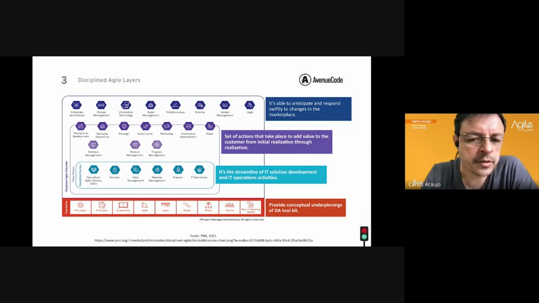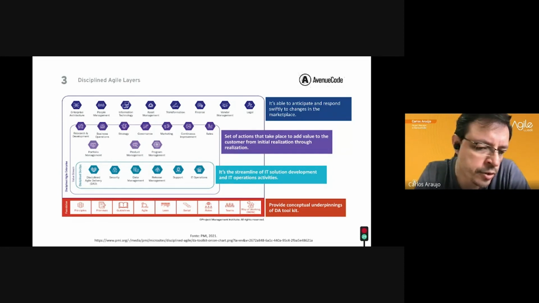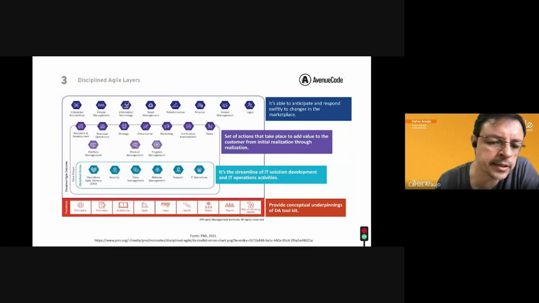This is the picture that I think is the most important to understand in DA. It's this picture here that is split into four layers. On the bottom, we have the foundation layer. Then inside here in this light blue, you see the DevOps discipline, the Disciplined DevOps, the DAD we talked about. Then in the third layer here, we have the value stream layer in purple, and more out here, the last one, the big one, is the Disciplined Agile Enterprise in blue.